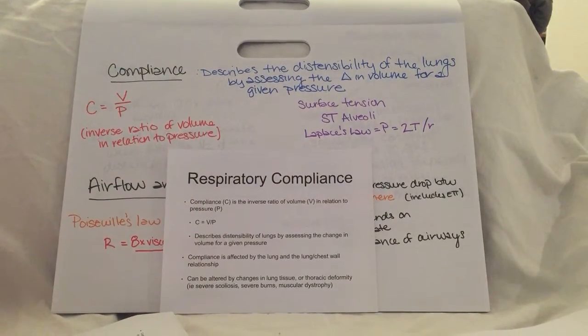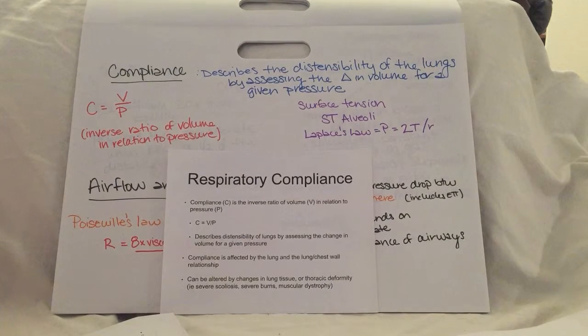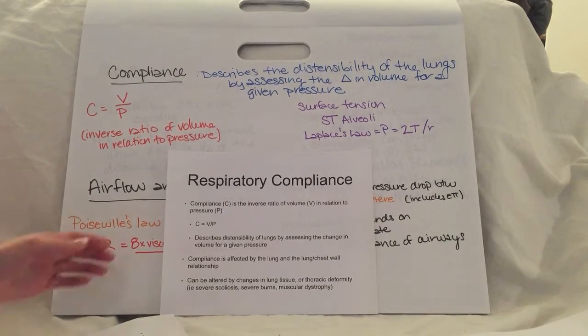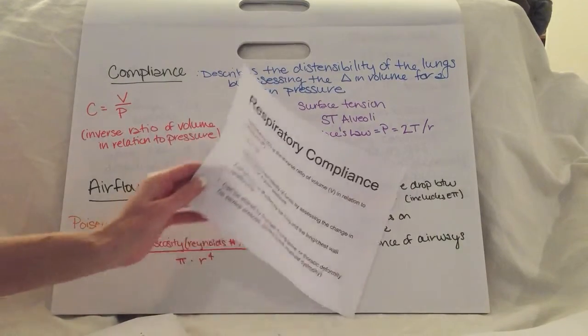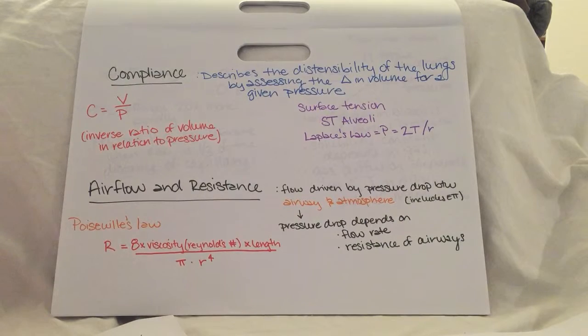Part of this relationship is what we call the compliance. This is the relationship between volume in the lungs and the pressure in the lungs. This essentially describes the distensibility of the lungs by assessing the change in volume for a given pressure. And there's two things to consider for this. The mathematical equation for compliance is the ratio of change in volume in relationship to change in pressure.